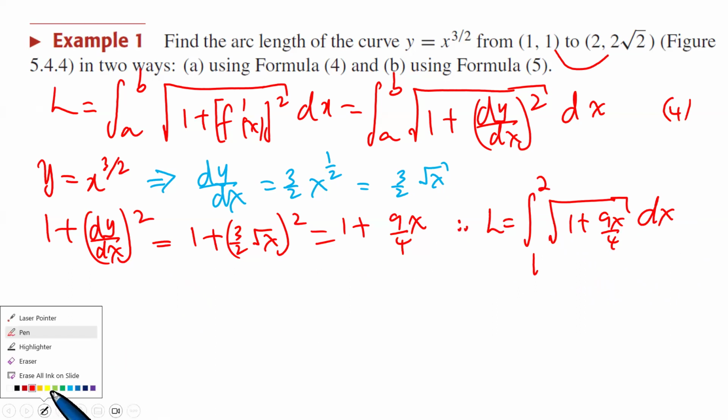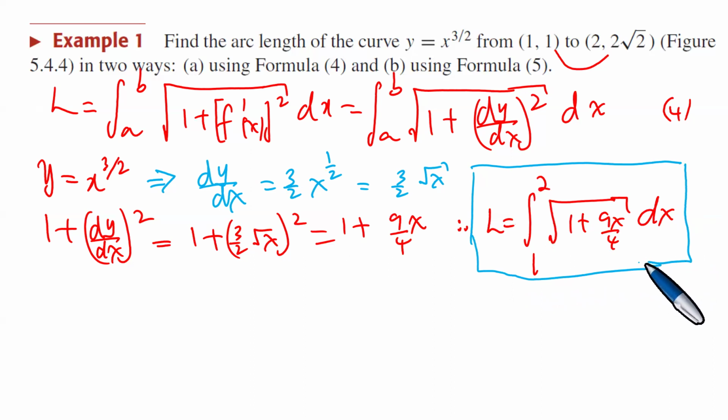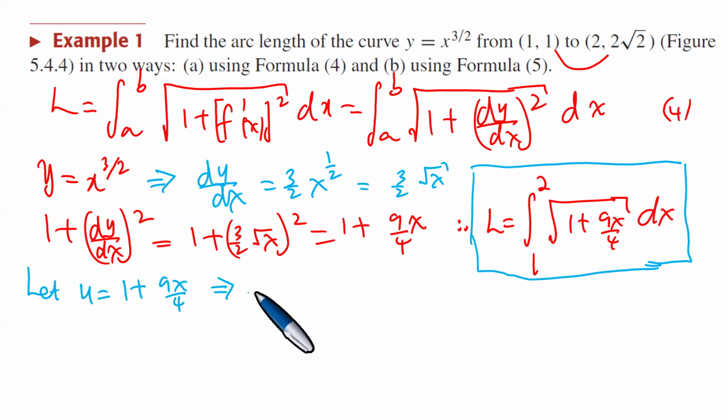Let us take a look at this arc length equation that we have got, and then just compute this. How do we compute this? We let u be 1 plus 9x out of 4, which means that du is 9 out of 4 dx.